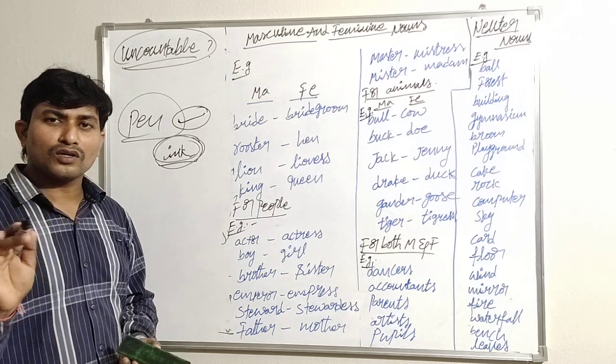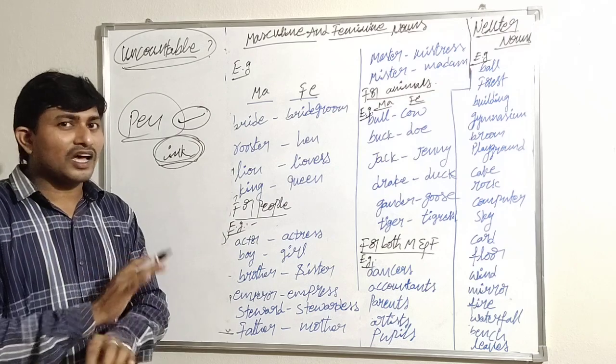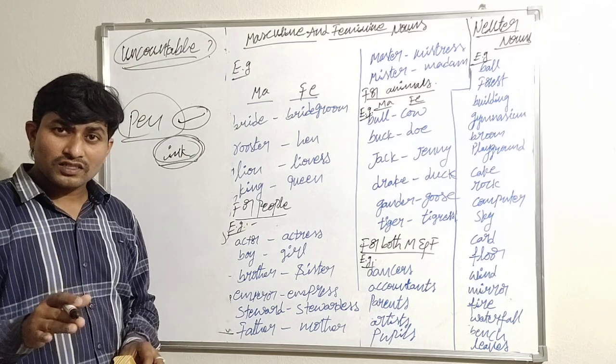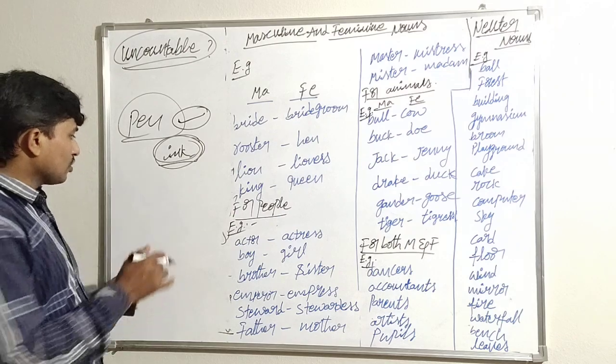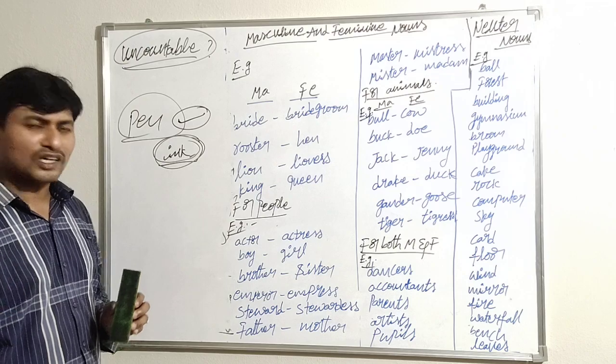But singular nouns are not known as uncountable nouns. Remember it. Singular nouns are not at all uncountable nouns. Uncountable nouns are known as singular nouns. Have you understood what I said now? Yes. Suppose here I told you all the material nouns are known as uncountable nouns.